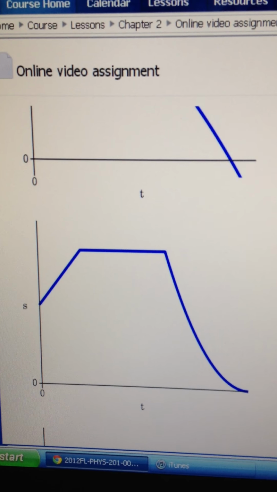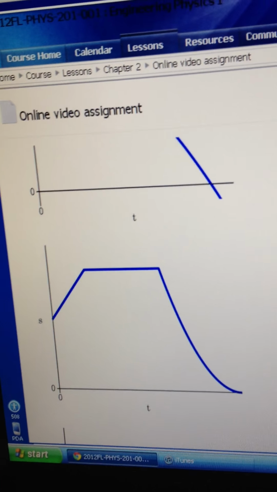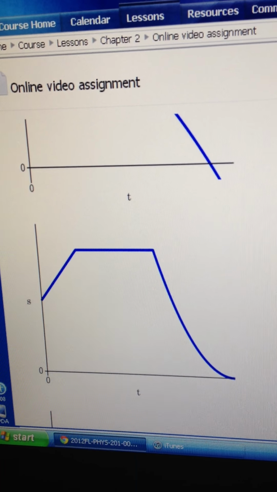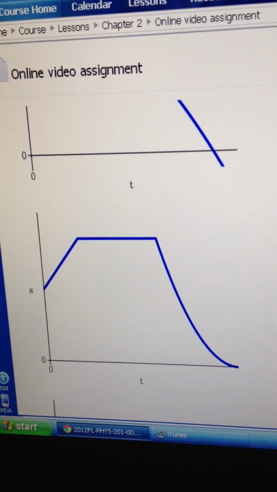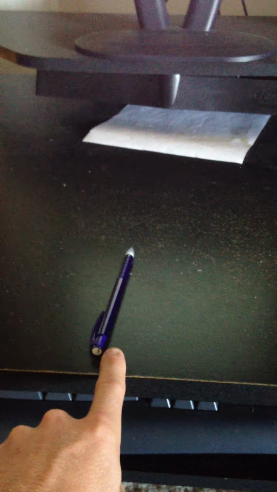This one starts out already in the positive x direction with a consistent positive velocity. Then it stops moving entirely and then quickly goes back towards the negative direction and slows down until it gets to 0. So it would start out like this with a consistent speed, then it stops, and then it goes quickly back and then slows down to 0, like that.